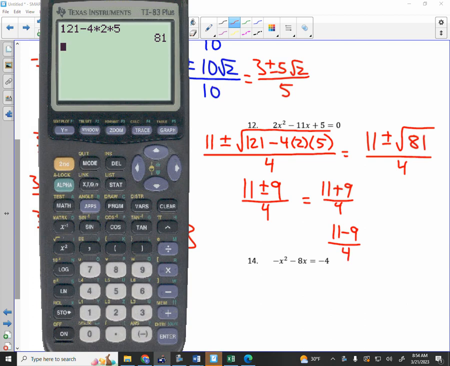Those are my 2 solutions. One's the plus, one's the minus. 11 plus 9, 20 divided by 4. So 5 is one of my solutions. 11 minus 9 is 2, and 2 divided by 4 is 1/2. Those are my 2 solutions: 5 and 1/2.